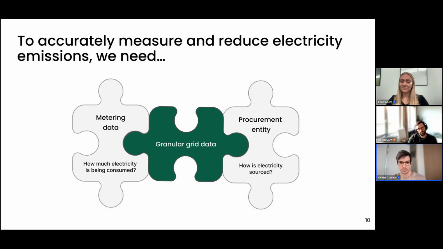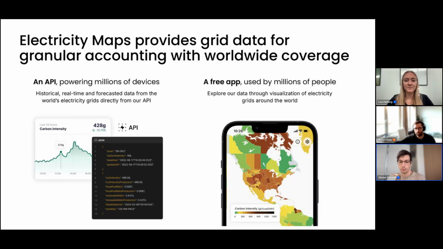We're going to dive deeper. And then finally, if you're having procurement activities, buying electricity from a specific place, then you need to source that data too. If you have the three pieces of the puzzle, then you are able to accurately measure your emissions. And as I mentioned before, we're going to dive into the grid side of things, the electricity you're getting. If you ignore procurement, just the piece that you're getting from the grid. At Electricity Maps, we are providing this granular grid data now with global coverage, and you can explore it or access it in two ways.